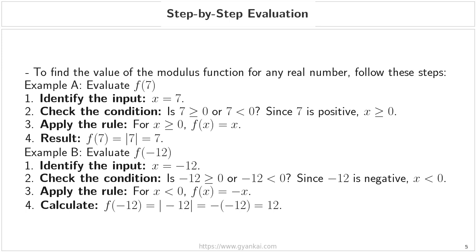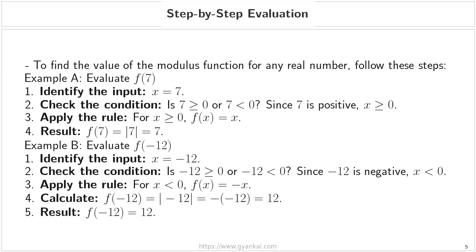We take the modulus of -12, which becomes negative of -12. As you know, a negative times a negative gives us a positive, so this simplifies to 12. Therefore, our final result is f of -12 equals 12. As you can see, the process is always about checking which branch of the function your number belongs to before you do any math. Now, let's visualize what this looks like on a coordinate plane.